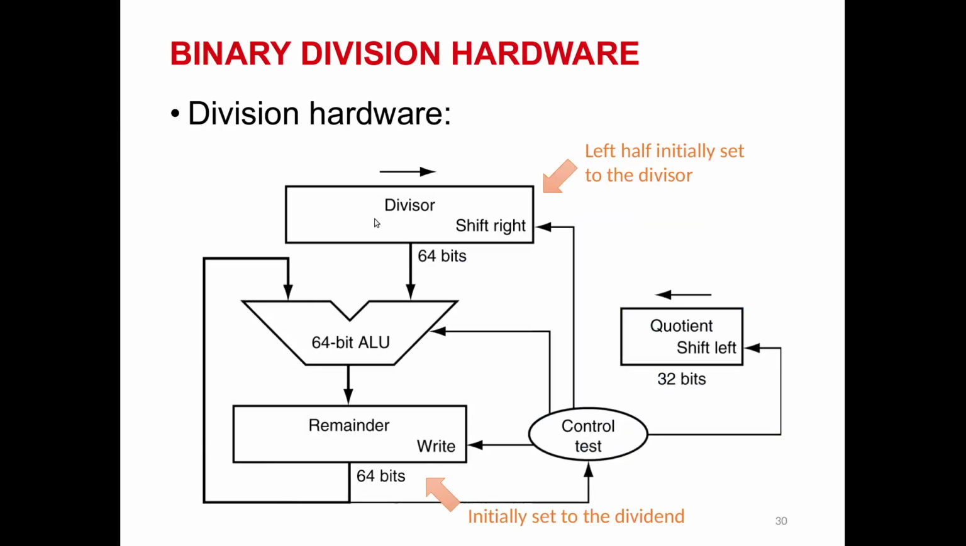And this is the hardware for that algorithm. You have the divisor, and you know that the divisor will need to shift right 1 by 1 for each step. So here you have shift right for divisor. You will need to add or subtract the remainder together with the divisor after shifting. So we have an ALU here to make the addition or the subtraction between these two values.